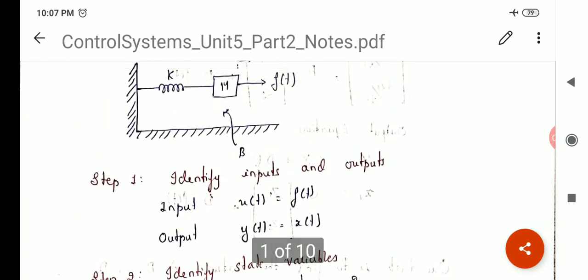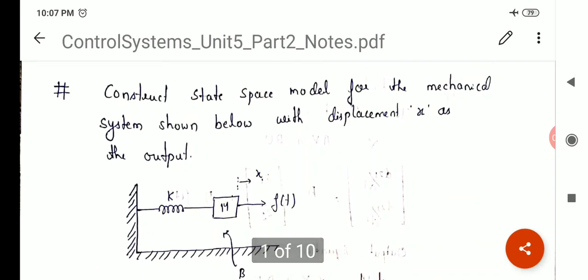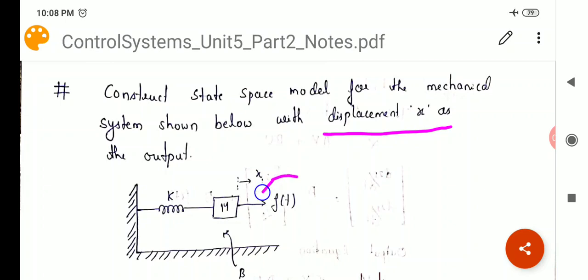One more thing to identify here is, the question says construct the state space model with displacement x as the output. So it is very important to understand what is the output parameter that is expected. The input, you know that. The force F is the input. The output may differ based on the problem statement, so it is important that you identify what is the output variable that is specified.